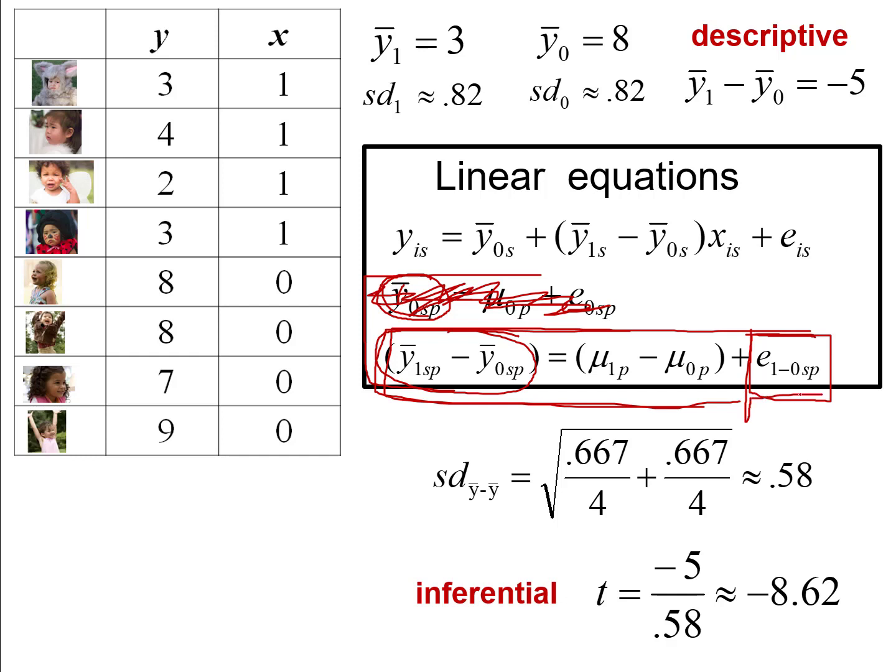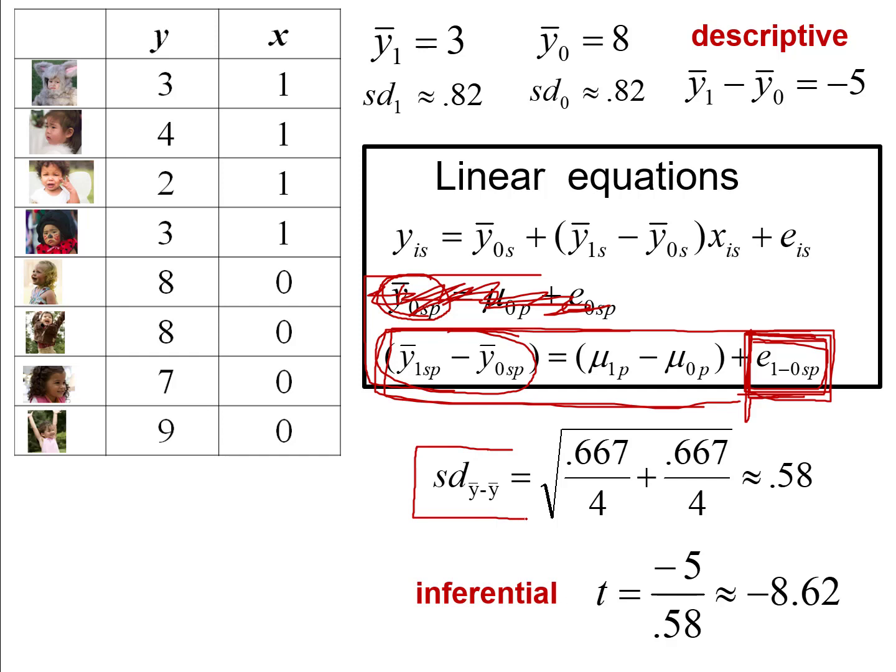And this E for this equation, E1 minus 0 SP, tells us how far the mean difference from our sample deviates from the true population parameter. And we use this E to address a couple questions. One question is, what's the average size of these E's? If we replicate our study over and over and over an infinite number of times, how far on average does each study typically deviate from the true population parameter? How much does each mean difference from each study typically deviate from the true population parameter mean difference? And we just calculated that.